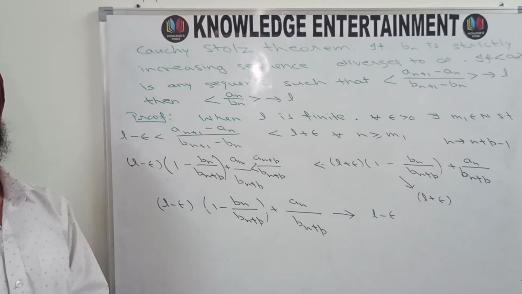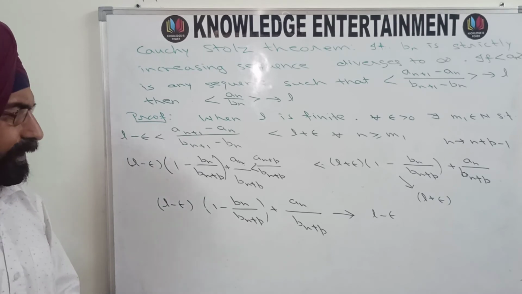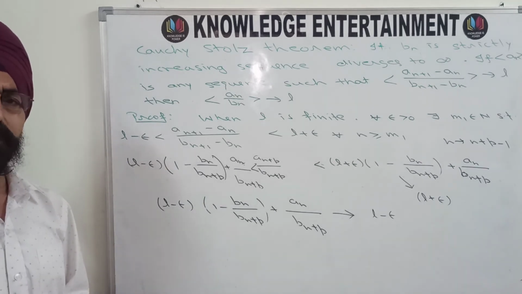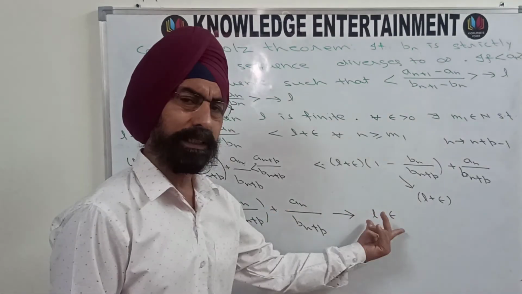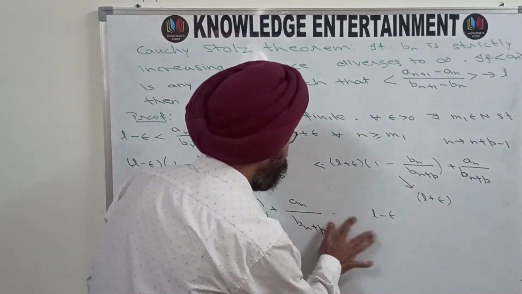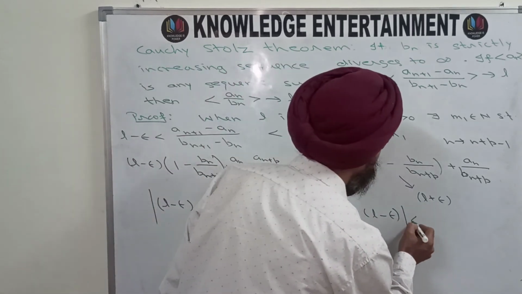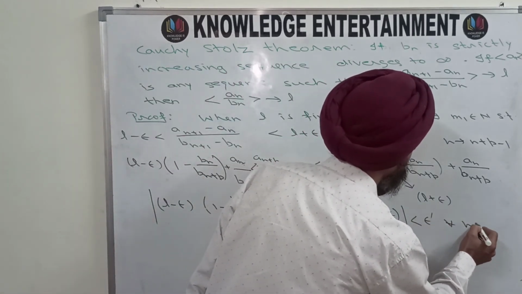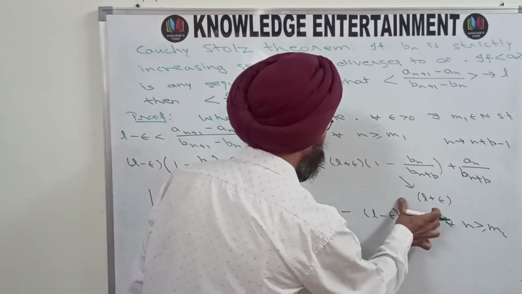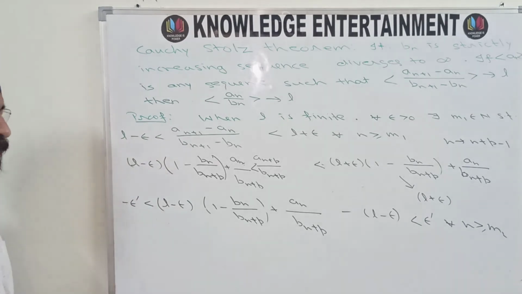And once again, apply the definition of convergence of sequence. So that means for every epsilon, there exists some m2 or m3, whatever you want to say, such that this minus (l − ε) mod will be less than ε dash. So this minus (l + ε) is going to be now less than ε dash for every n greater than or equal to some m2. And once again, remove this mod, you will get here minus ε dash.